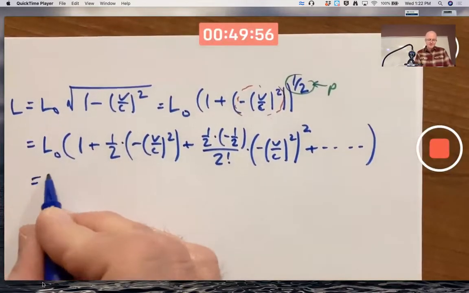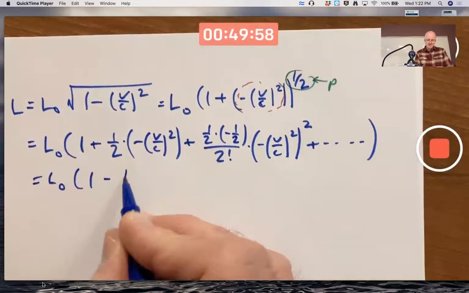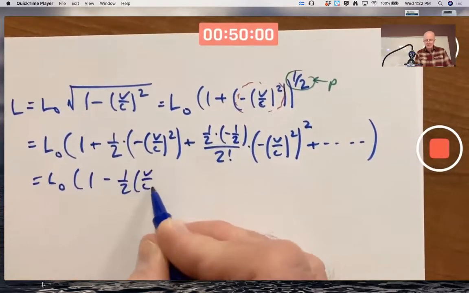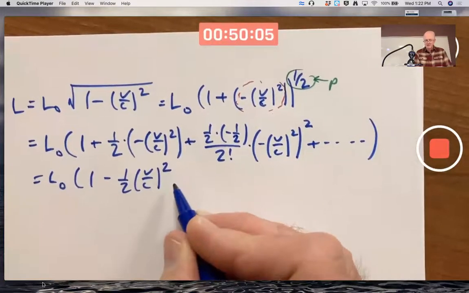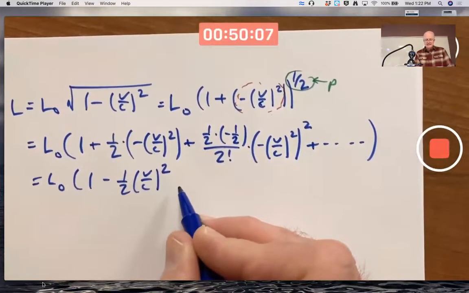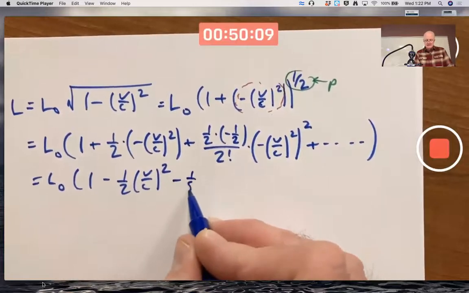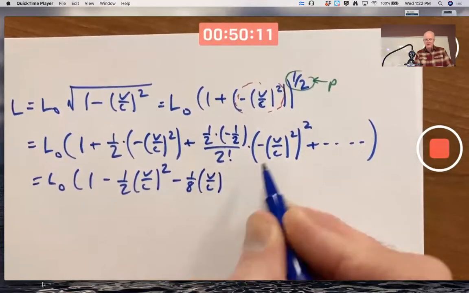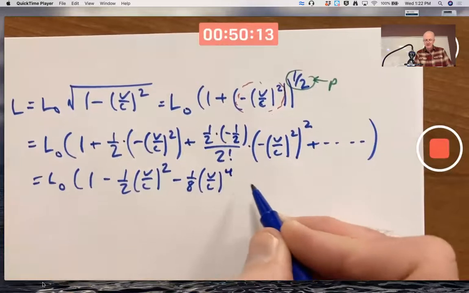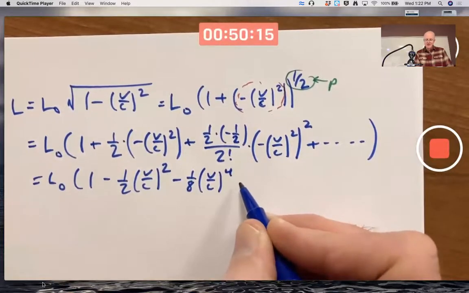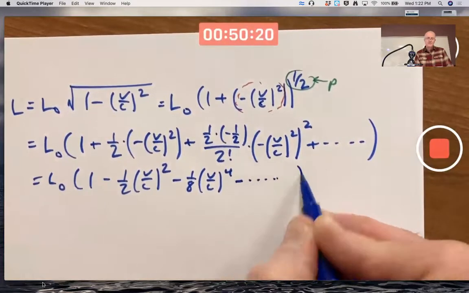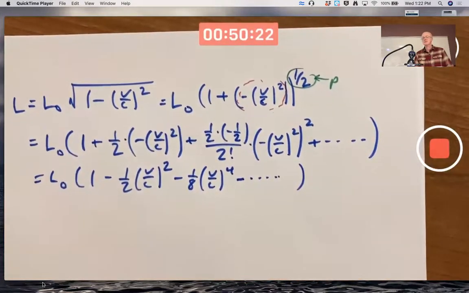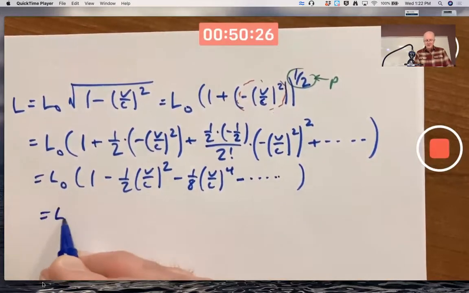Simplify. We're trying to get this as a power series in V over C, so I will leave those fractions unsimplified. I will not bother squaring that. I will multiply those exponents to get a fourth power there. And I bet the minus signs pattern here does continue. I'll just assume it does. That's okay. You can also multiply the L0 through.